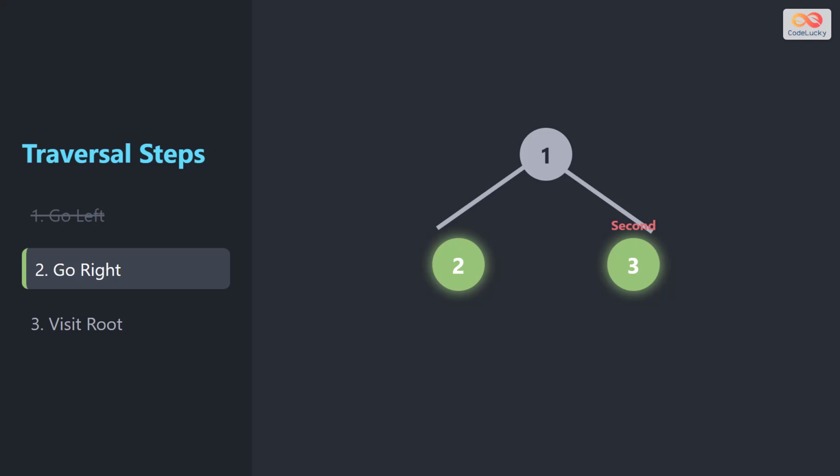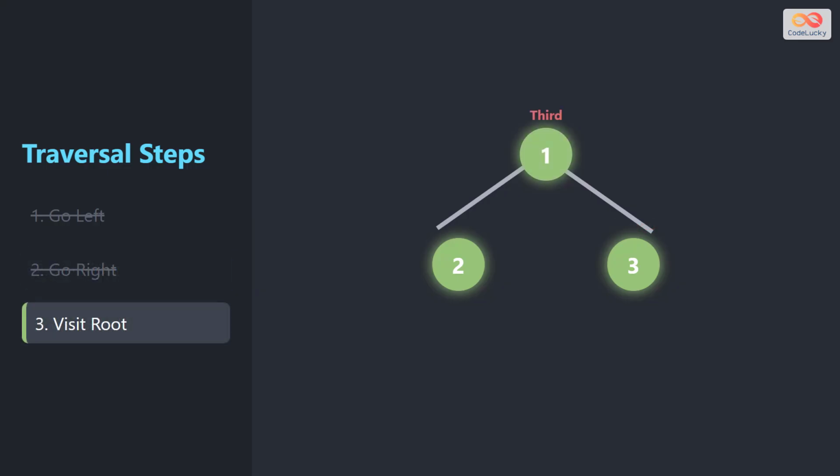Now that the left side is done, we return to the root but still do not process it. We must check the right side. We go to node 3. Since node 3 is a leaf node with no children, we process it next. Node 3 is the second one we visit.